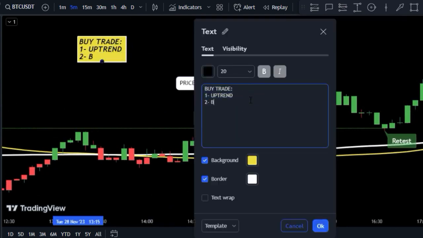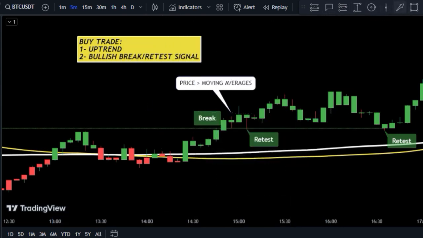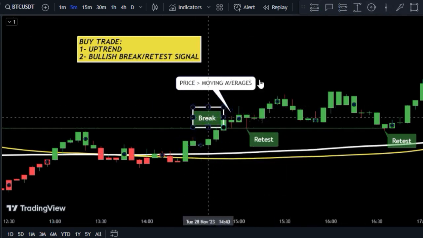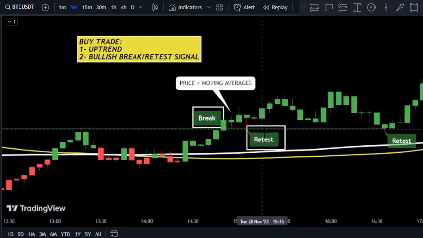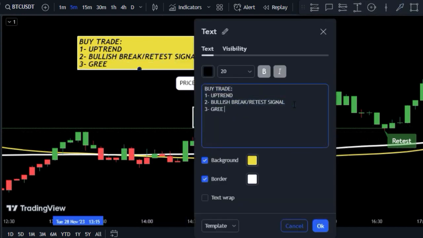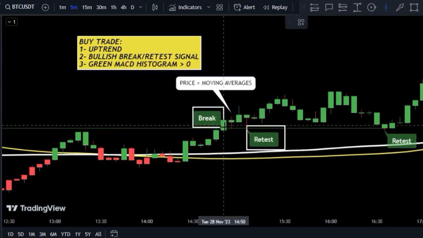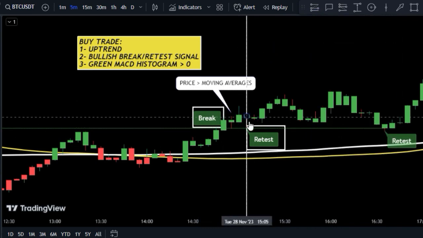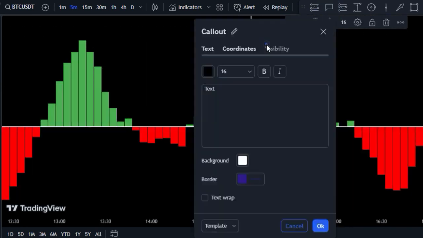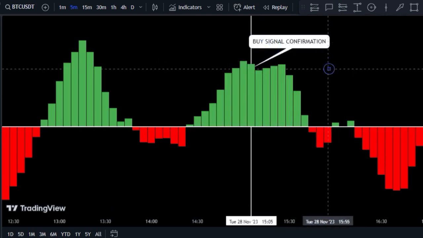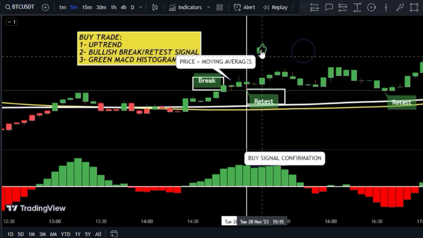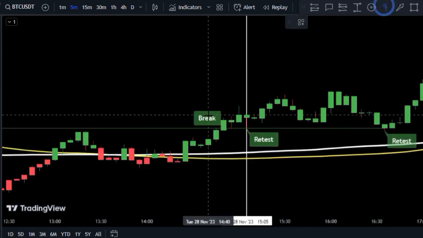The second condition is that either a break or retest signal should be issued. Once the signal is received, the third condition is to check the MACD indicator to assess the strength of the upward trend. So, if all these conditions are satisfied, you can consider entering a long trade.